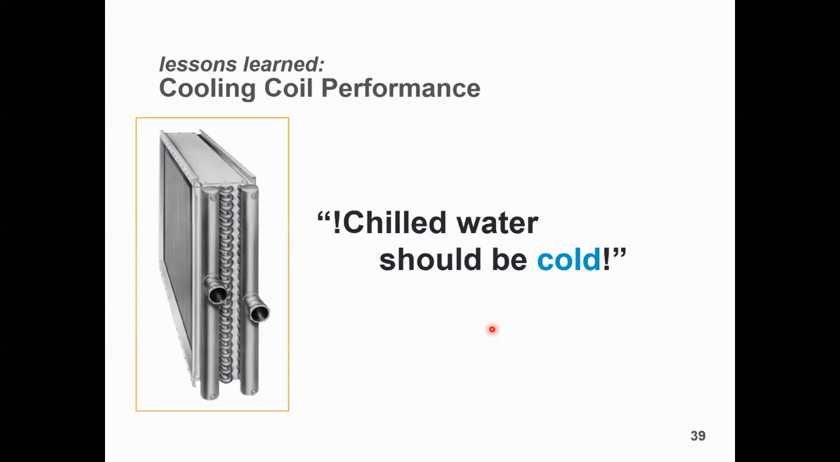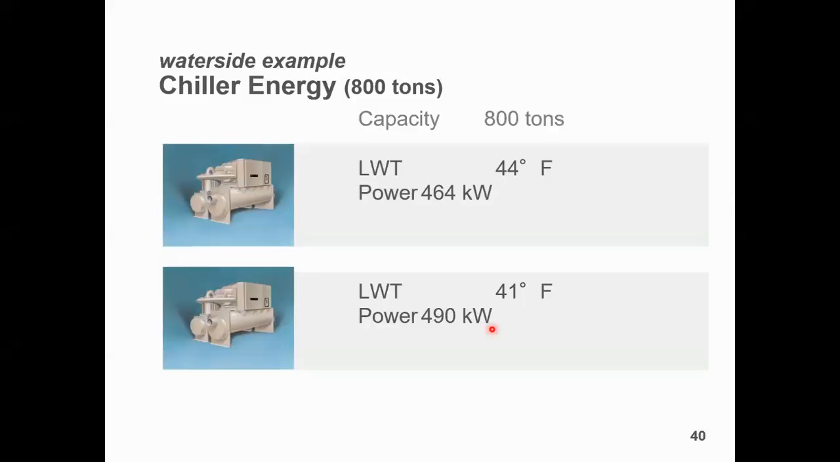So what we learn is that the chill water should be as cold as possible in the high delta T system. Now, obviously, we have to give up something. We cannot get all the benefits. So what is the effect on the chiller?